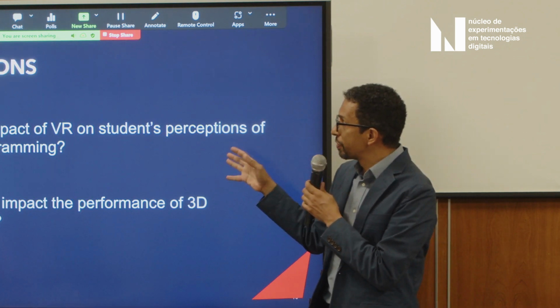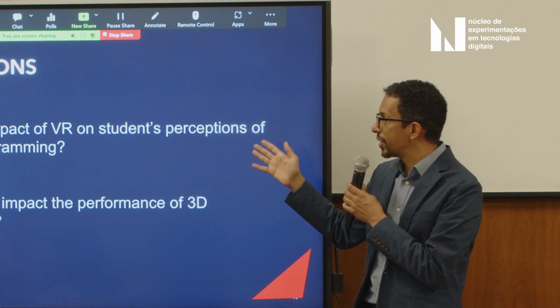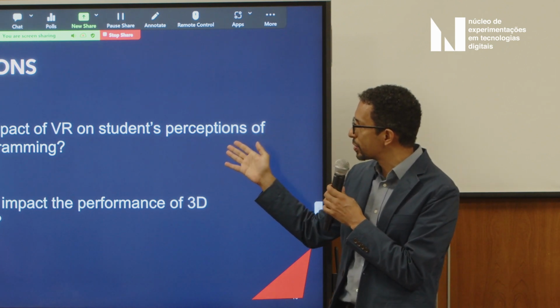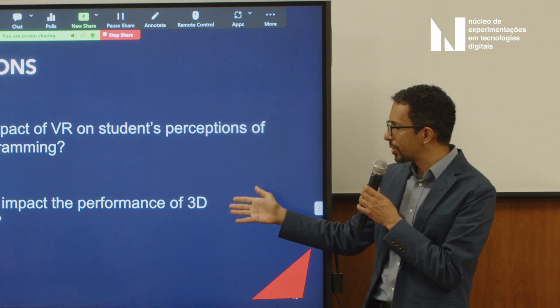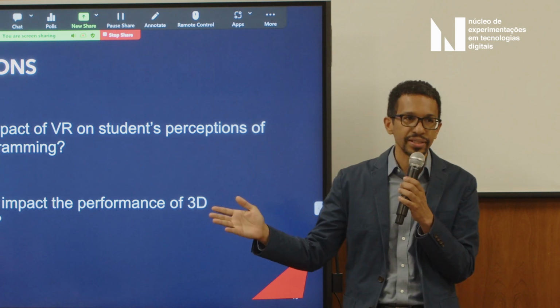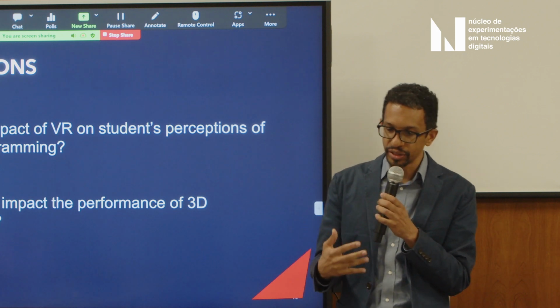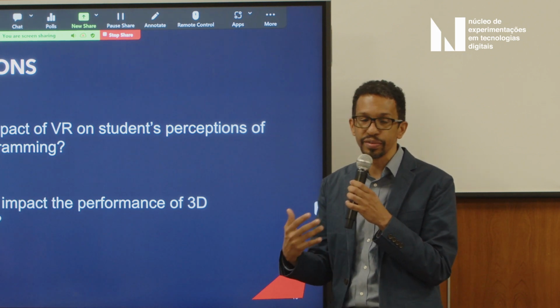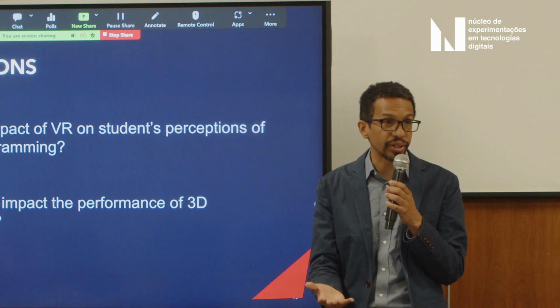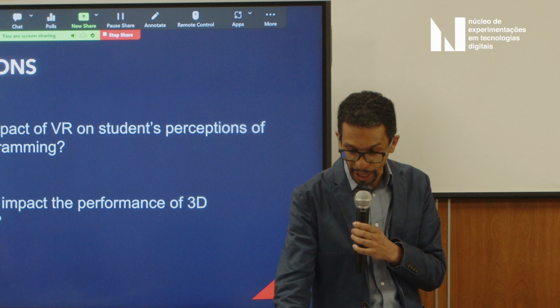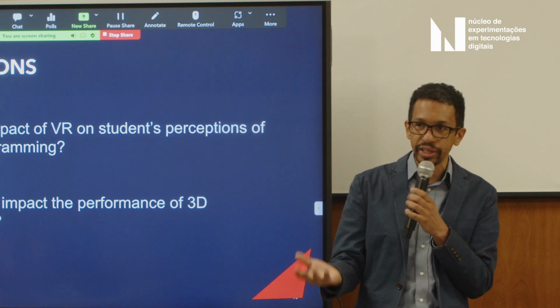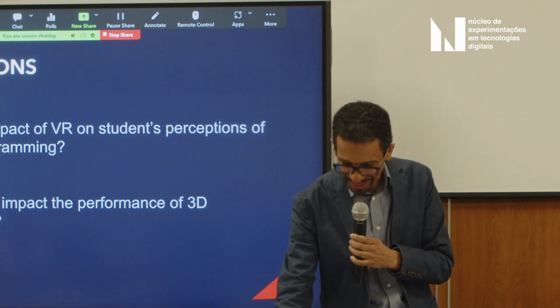So this research came up with these two research questions, right? The first one was, what is the impact of VR on students' perceptions of competence in programming, and how does VR impact the performance of 3D programming tasks? So what we want to do is make students more comfortable when dealing with VR applications and building our prototypes. And these prototypes can be of a variety of types, right? Ranging from games to simulations to architecture applications.